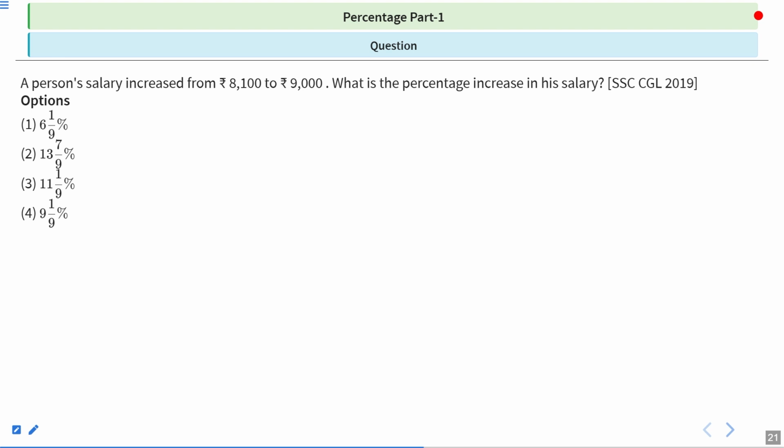A person's salary increased from 8,100 to 9,000. What is the percentage increase in his salary? And this question was asked in SSC CGL exam 2019. Now there are four options. A is 6 and 1 by 9%. Second is 13 and 7 by 9%. Third one is 11 and 1 by 9%. And fourth one is 9 and 1 by 9%. Now you have 10 seconds to analyze the question. Your time starts now.